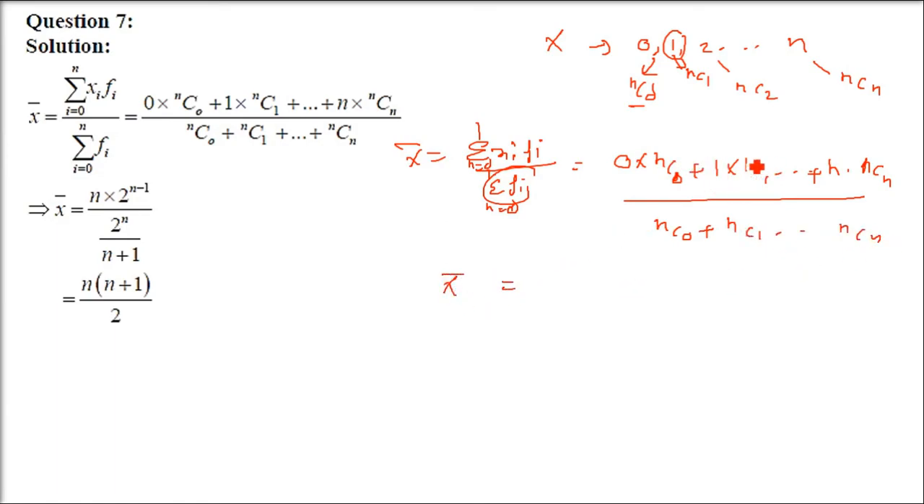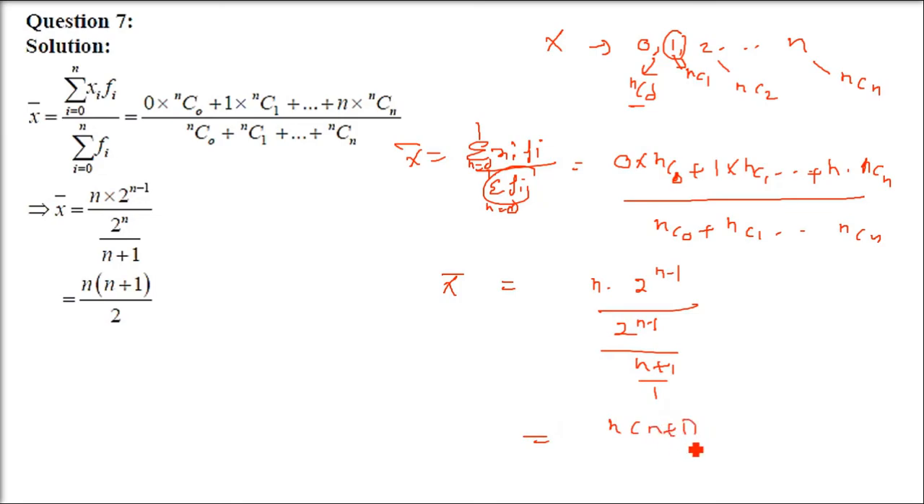What is x bar here? You know it. We have already learned in the binomial concept. The numerator is simply n into 2 to the power n minus 1. And what about NC0 plus up to NCn? This is 2 to the power n. This is what we have to remember, to recall. It is very difficult to recall, I know, but I'm just telling you so that you remember it.